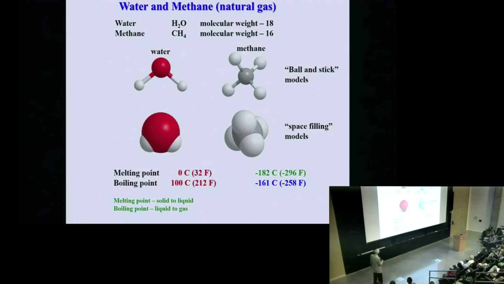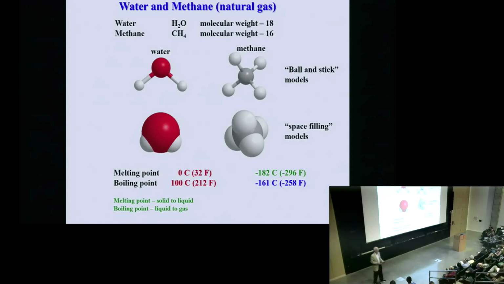So if you look at this, here's the melting point and boiling point. Of course, the melting point is where ice turns into liquid water. The boiling point is where liquid water turns into steam. And look at the difference between these two things, which are almost the same size. The boiling point of water is 212 degrees Fahrenheit, or 100 degrees C. It's minus 258 degrees Fahrenheit for the boiling point of methane. Now, this is 470 degrees different. They are almost the same size. They almost weigh exactly the same amount. So why is water so different?